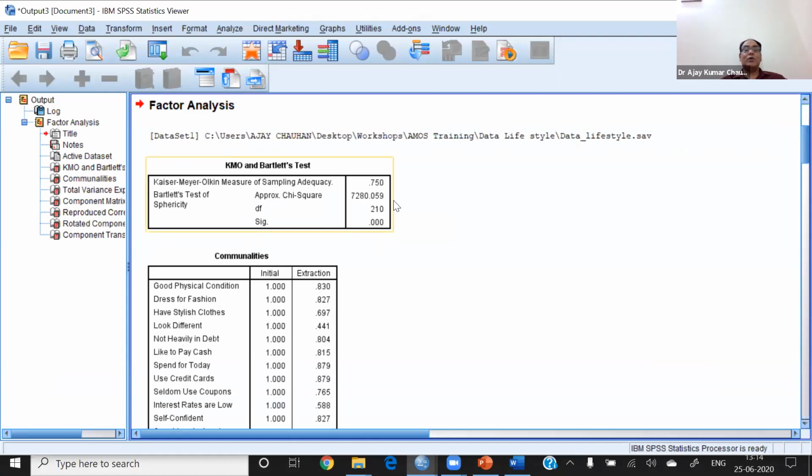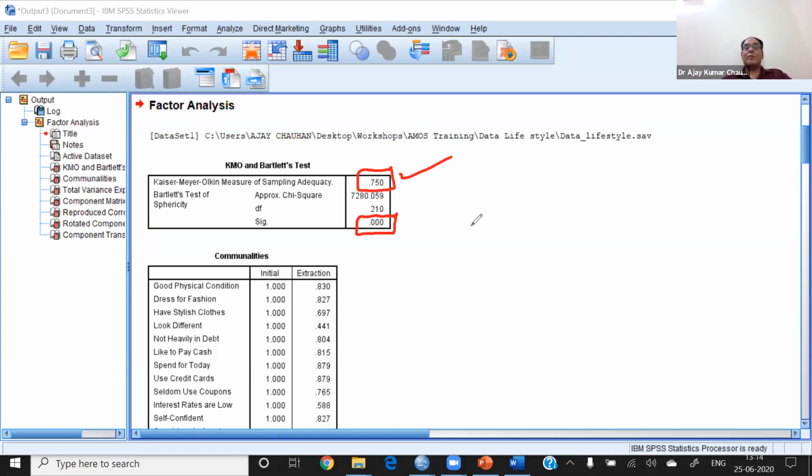The second value which I have to look at is the Bartlett test. In the Bartlett test, the probability value is less than 0.05. You can see that in the Bartlett table, the probability value is less than 0.05. KMO value is more than 0.7. So these two tests pass, so we can go further.